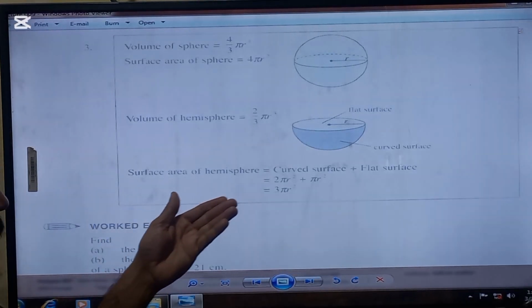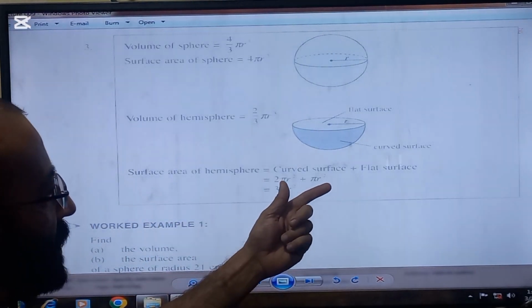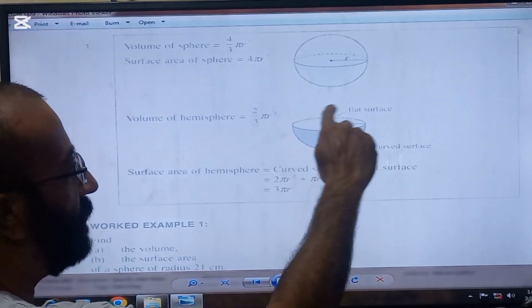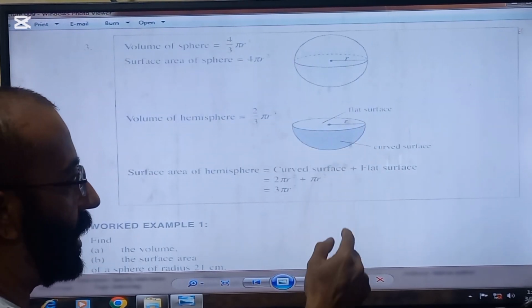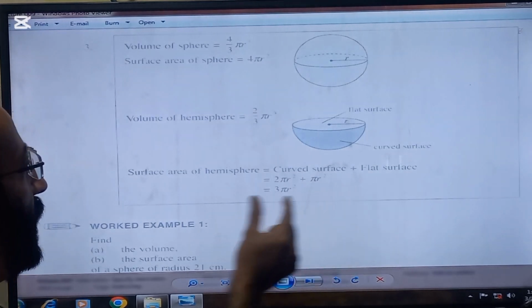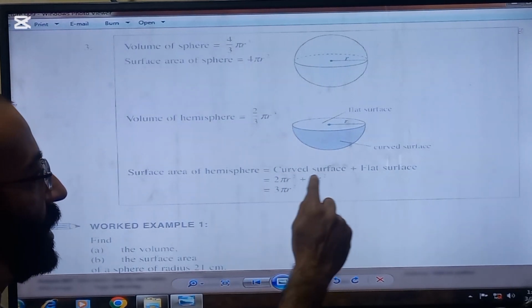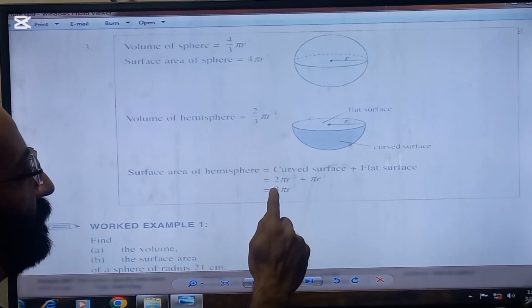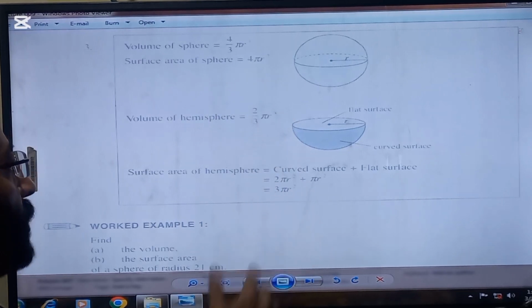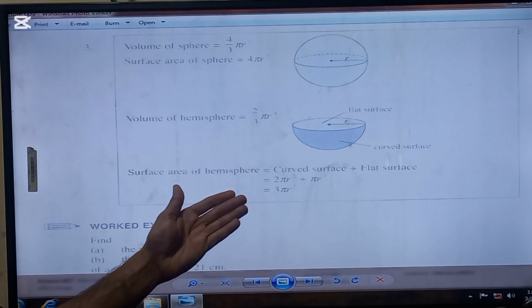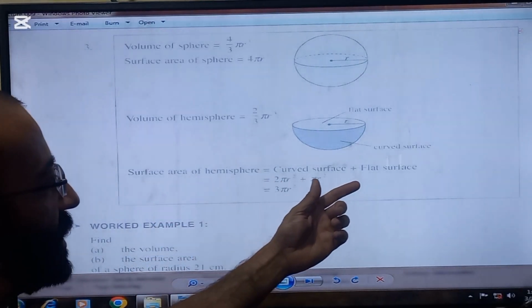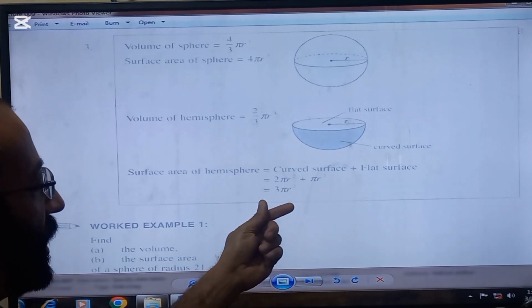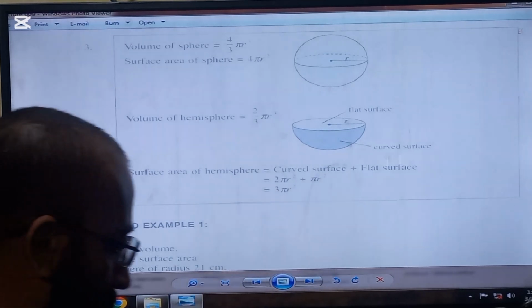And surface area of the hemisphere is equal to curved surface plus flat surface. This is the flat surface, and the flat surface is a circle. So flat surface area will be pi r square, and curved surface area will be half of the surface area of the full sphere, that will become 2 pi r square. So the surface area of the hemisphere is equal to curved surface plus flat surface, equal to 2 pi r square plus pi r square, that is equal to 3 pi r square.